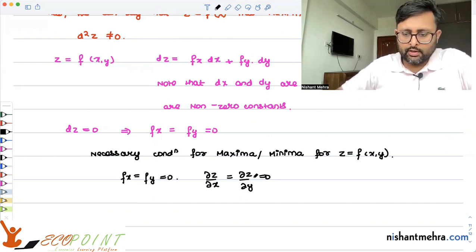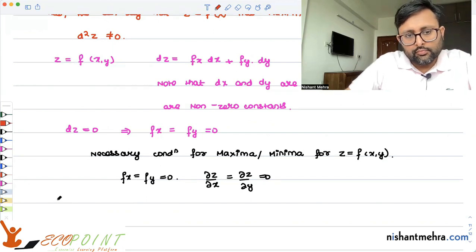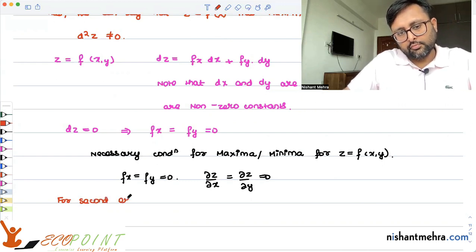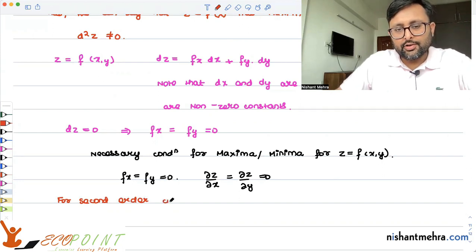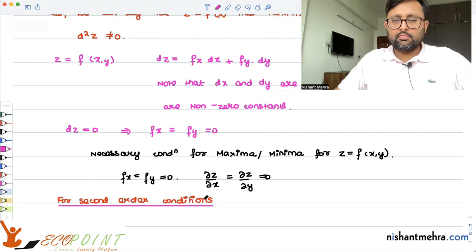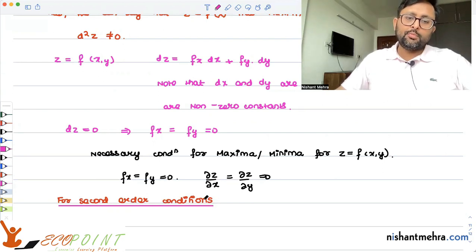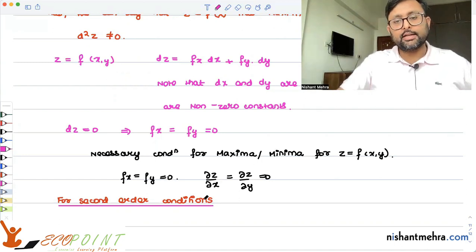This is the point. For second order conditions, I mean, we won't be using them much. We won't be checking them much for solving optimum problems, but just for the knowledge's sake, you should know.